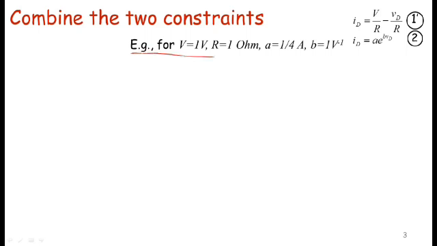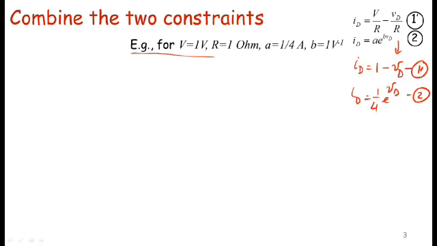Next, I'll substitute these parameters into the two equations, 1 prime and 2, and rewrite them. For 1 prime, I get ID equals V divided by R, which is 1, minus VD, since R is 1. So this is 1 prime, once I've substituted the values. And for equation 2, I get ID equals A e raised to B VD. A is 1 quarter, and B is 1, so I get e to the VD.